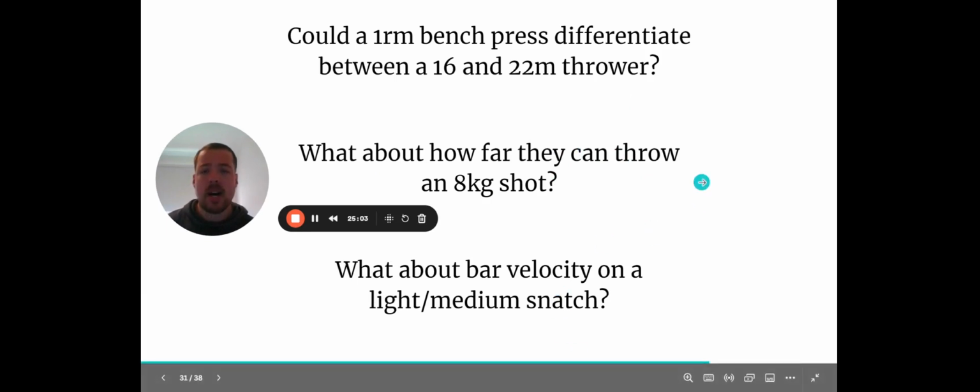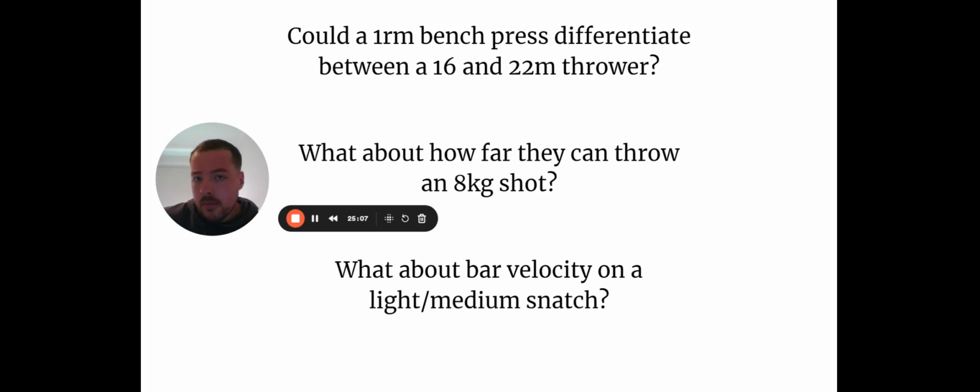And the last one is, what about bar velocity on a light or a medium loaded snatch? Maybe. That's not going to probably give you the same perfect correlation as the 8 kilo shot, but it's going to get you a hell of a lot closer than a 1 rep max bench press.